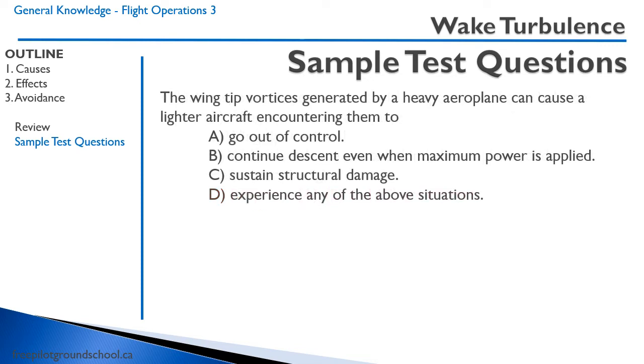The wingtip vortices generated by a heavy aeroplane can cause a lighter aircraft encountering them to A, go out of control. Yes, it can. B, continue descent even when maximum power is applied. Yes, it can do that too. C, sustain structural damage. That is also correct. D, experience any of the above situations. D is correct.